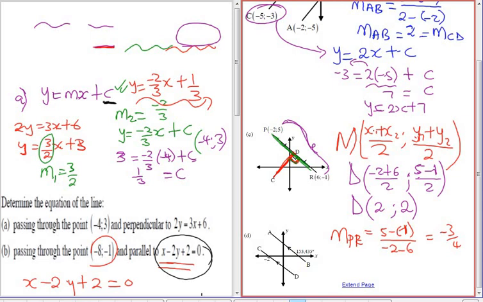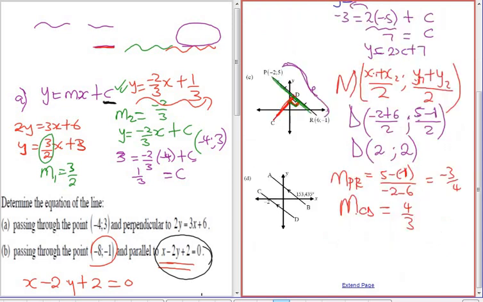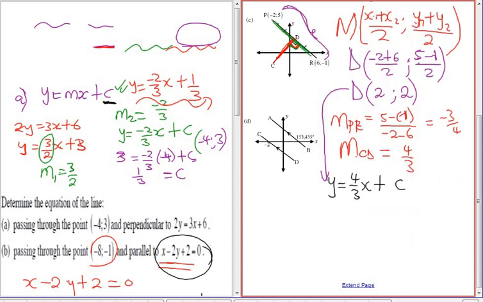So the gradient of CD now is just going to be the negative reciprocal of that. And that will be 4 over 3. You change the sign. So we are done, really. We will just have to substitute. Let's carry on. To get the equation, it is now going to be 4 over 3x plus c. And to get the c value, you substitute a point that is on the straight line CD, and that is D right there.